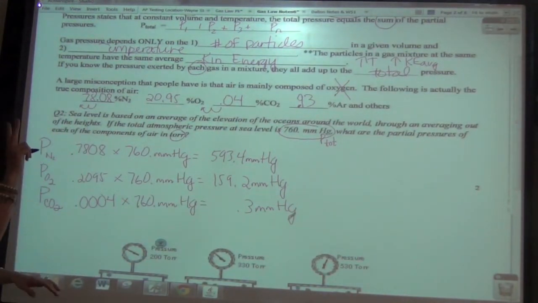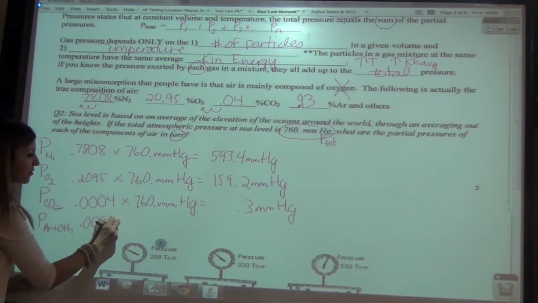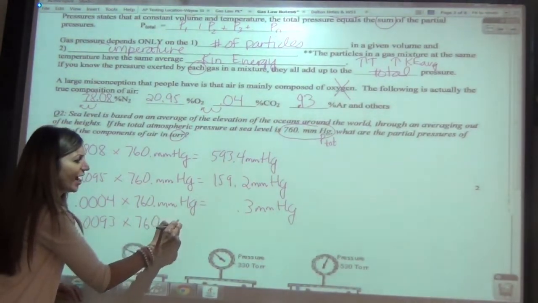The last one you could do 2 different ways. One way is we can do it the same way that we're doing these. So I'm just going to say the partial pressure of argon and others. And this is 0.0093 times 760. What else could you have done?